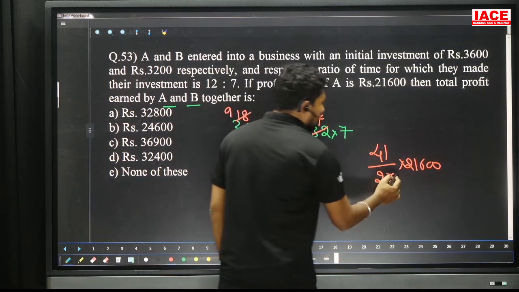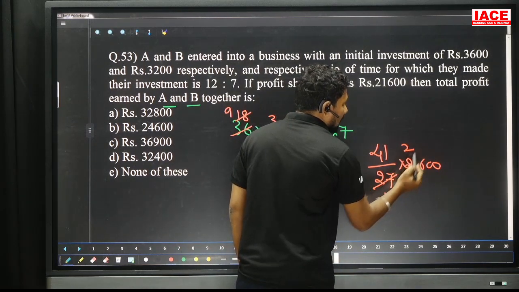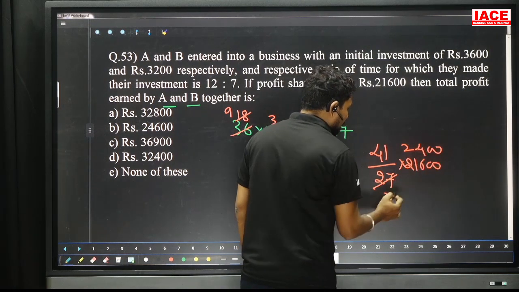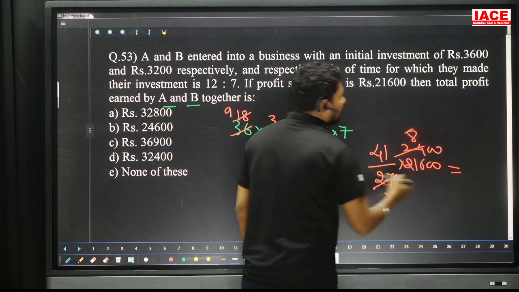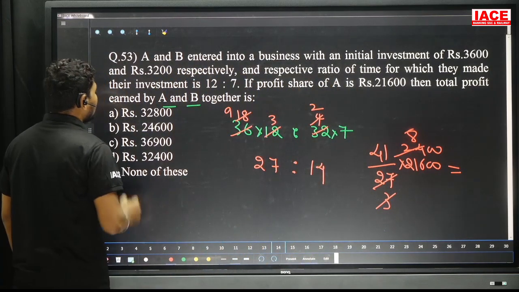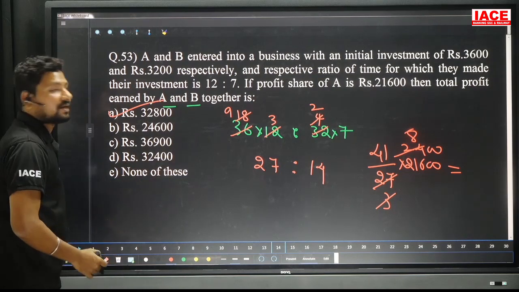Cancel the terms here. 9 3s are 27 and 9 2s are 18. 9 2s are 18. Remaining is 36. 9 4s are 36 and 00, and 3 8s are 24. And 8 into 41. 8 into 41 means 8 1s are 8, 8 4s are 32. 328. The option is what? First option, 32800.